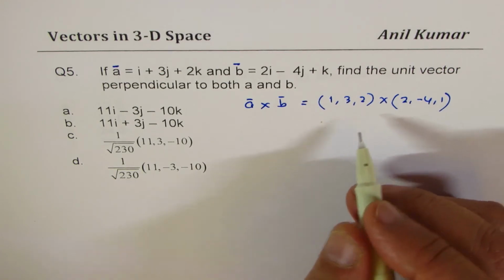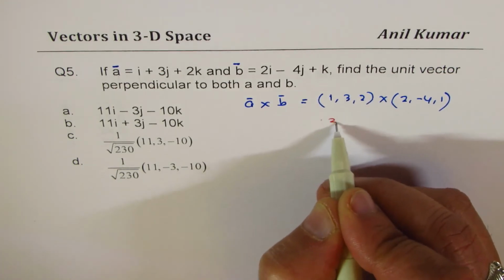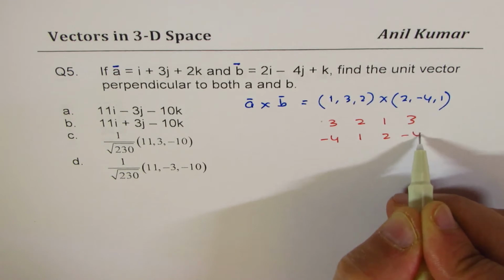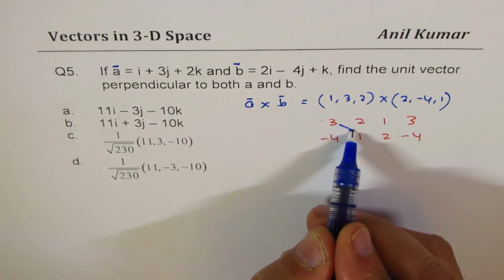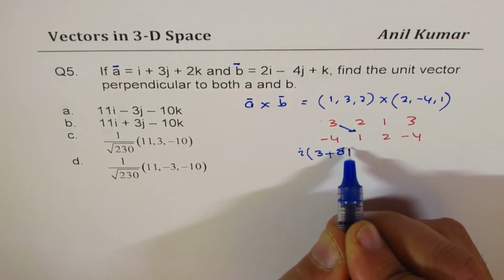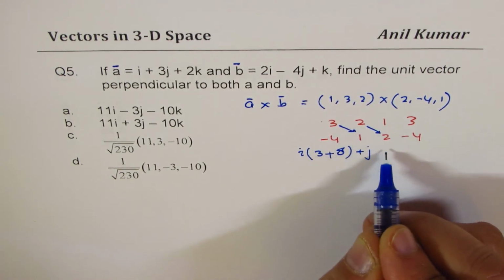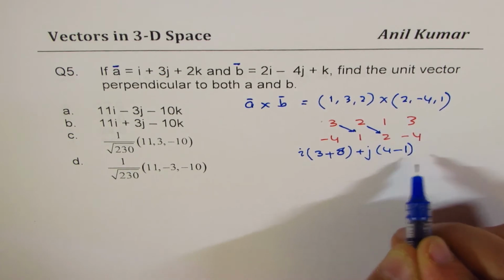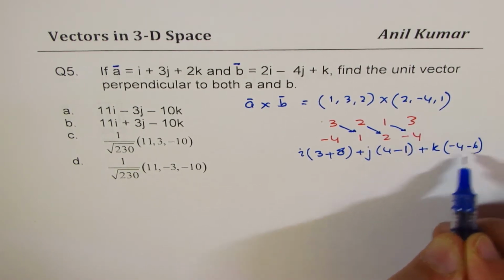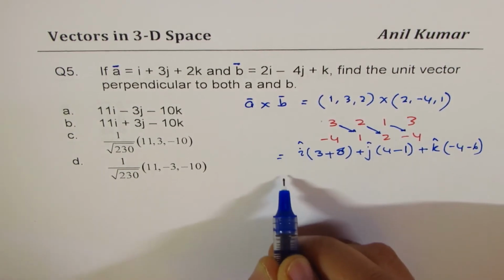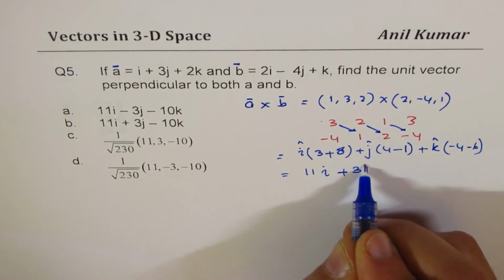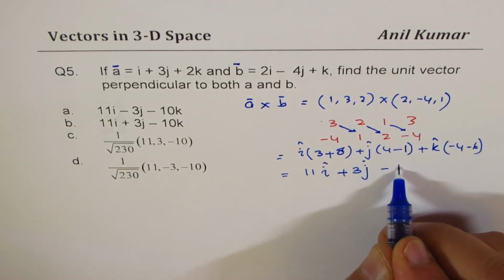So to do this, there are different methods. So one which we normally use is write this as 3, 2, 1, 3. Then start with the center value, right? 2 minus 4. And when you multiply these are positive values, correct? So it is i times 3, minus and minus makes it plus 8, plus j times 2 times 2 is 4, minus 1, plus k times minus 4, minus 6. So these are the unit vectors, correct? And what we get here is 11i plus 3j and minus 10k.